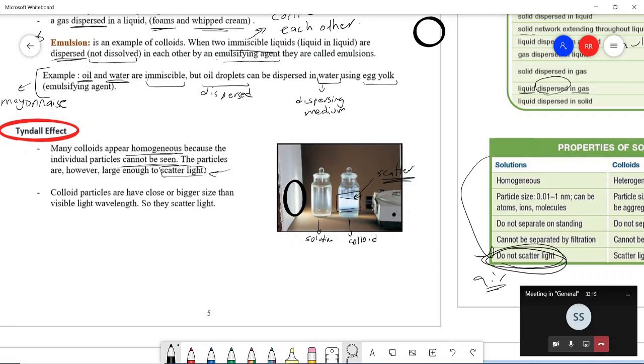All right? So colloid particles, why do they scatter light? Because they have a close or bigger size than what? Than the visible light wavelength. Since the particles are bigger, they can intercept the light rays that are coming through, and they can go in front of the light and scatter the light.